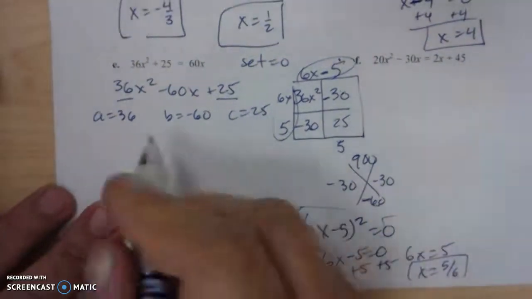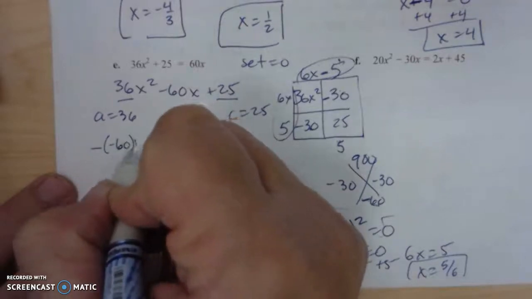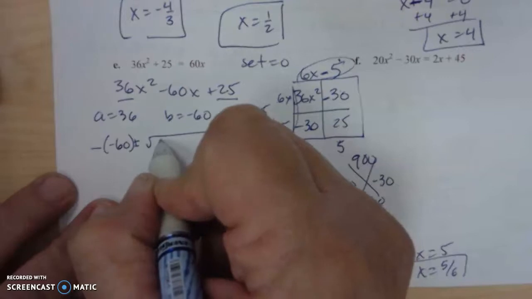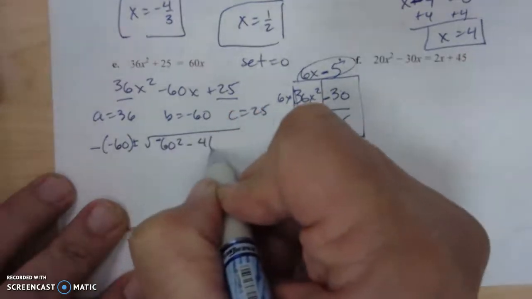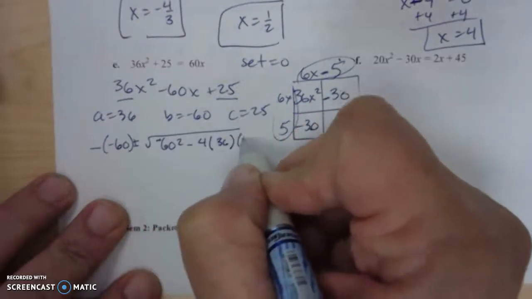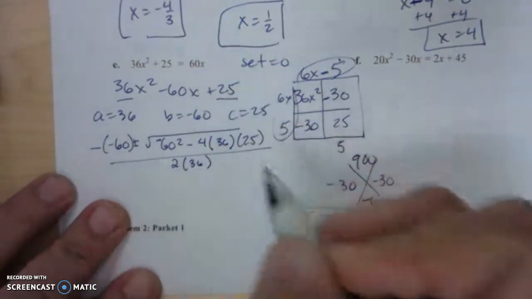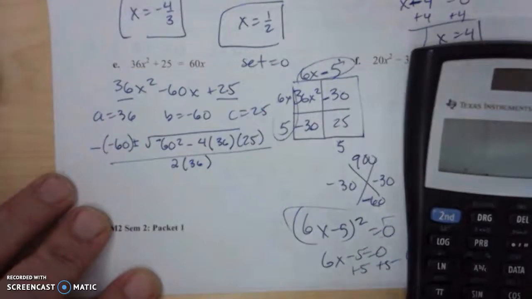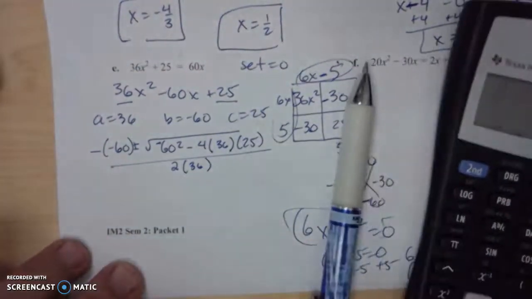But let's come over here. Let's do the quadratic formula. Negative b plus or minus the square root of b squared, negative 60 squared minus 4 times 36 times 25, all divided by 2 times 36. This is where my calculator comes into play. Maybe I can type that all into Desmos, because that's what we're using, the Desmos calculator at home, right?